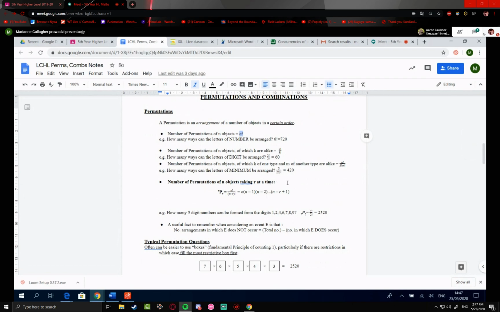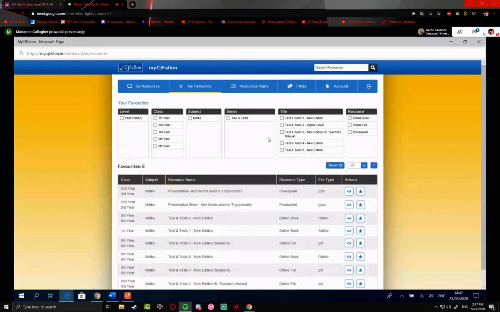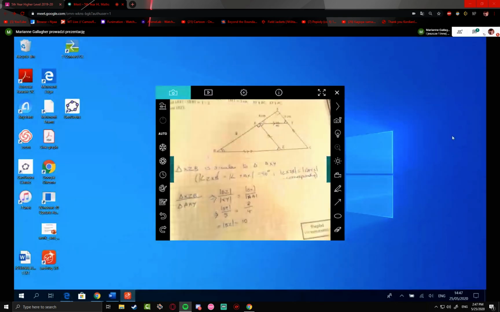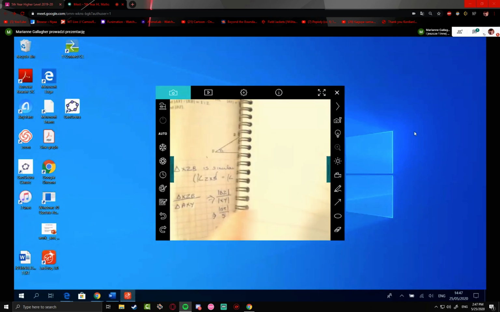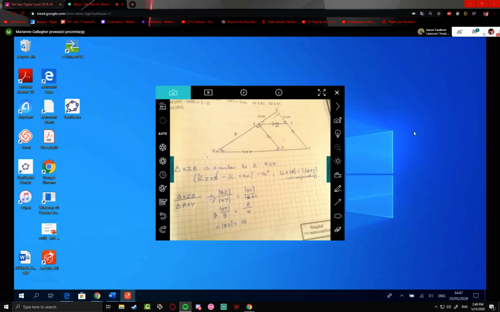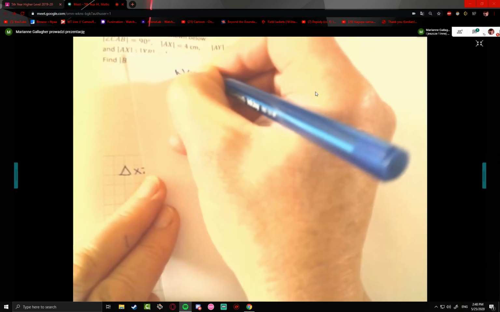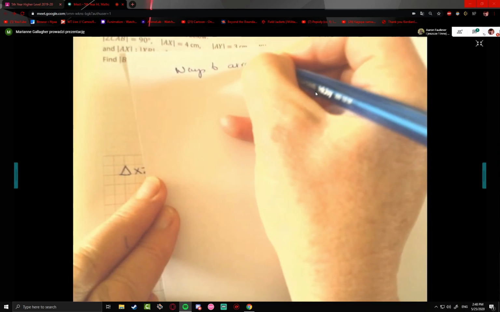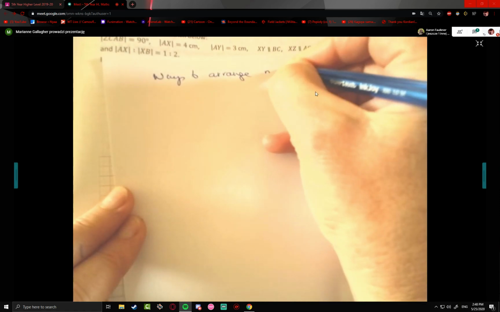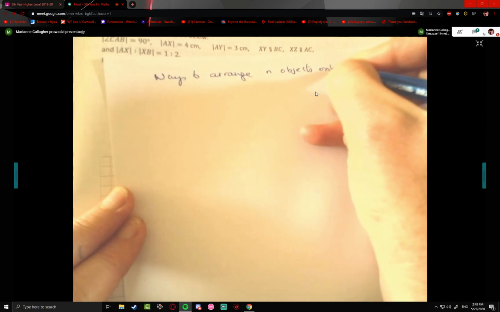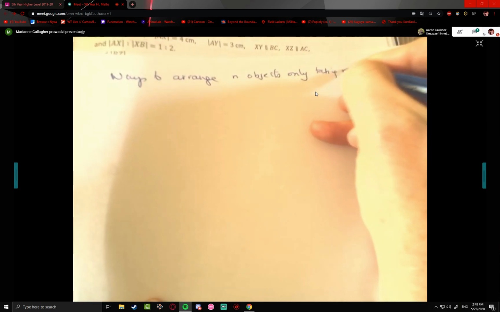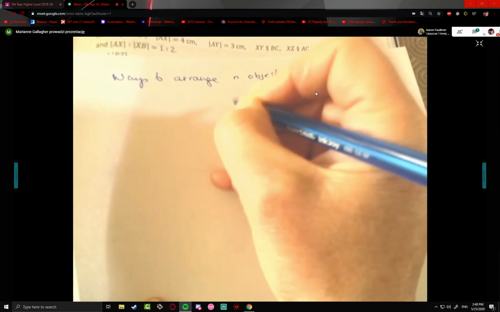And then if you only have space for a certain number, like say you have 6 books and you only have space to put 4 of them on the shelf, how many ways can you arrange 4 out of the 6 books? So the ways to arrange n objects, but only taking r at a time, that's nPr.